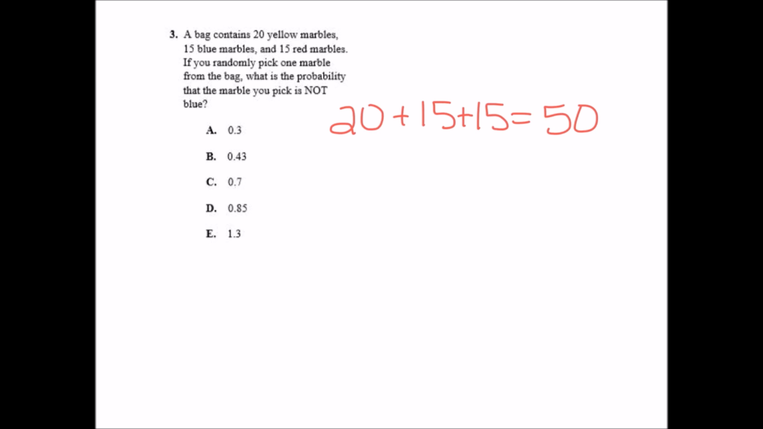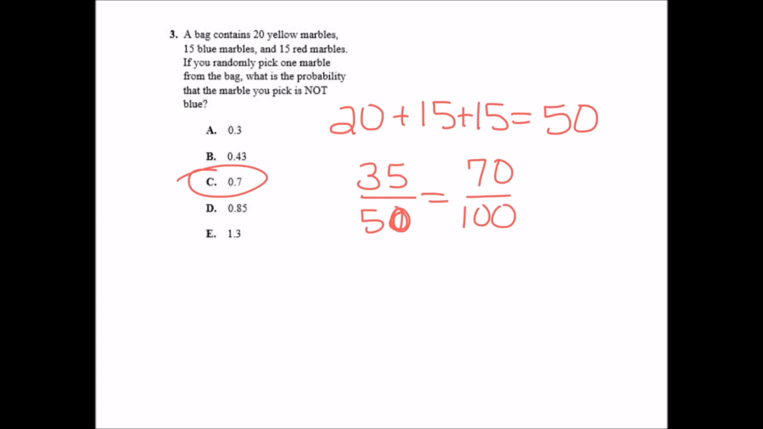So the probability of not picking a blue is 50 minus the 15 from the blue. So the probability is 35 out of 50. Now, so that I don't have to do a lot of thinking, I see this 50 is half of 100. So if I just double both of these numbers, same probability, 70 out of 100, which gives me 0.7. Correct answer is C.